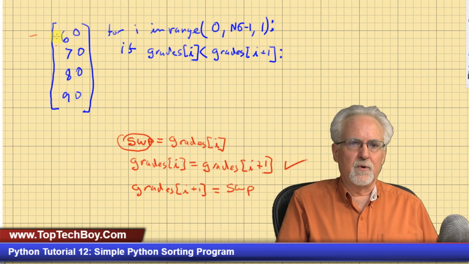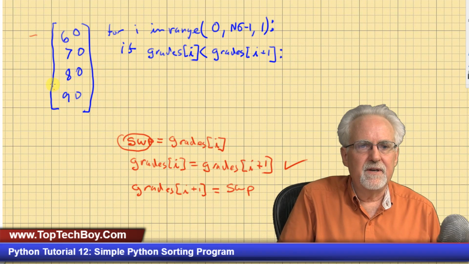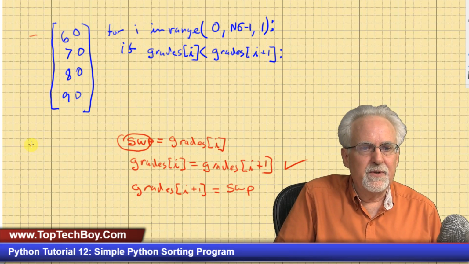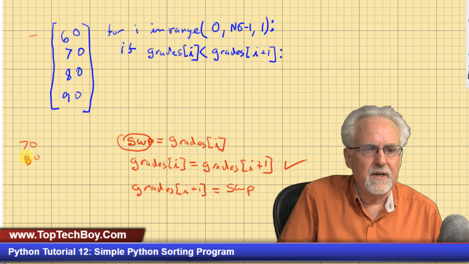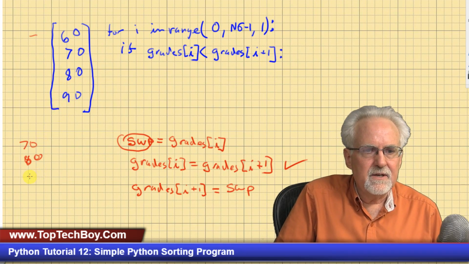And so the first time through, what is this going to do? Well, it is going to take the first time through the loop, it is going to take the 60 and change it with the 70. So I'm going to have 70, 60, okay, and then it's going to compare the 60 to the 80, and it's going to swap, and so then it's going to be 80 and 60, and then it's going to compare the 60 and the 90, and then it's going to be 70, 80, 90, 60.